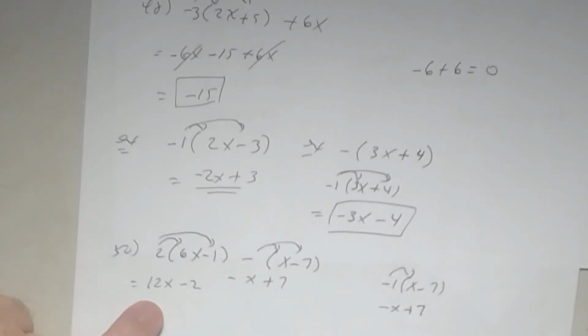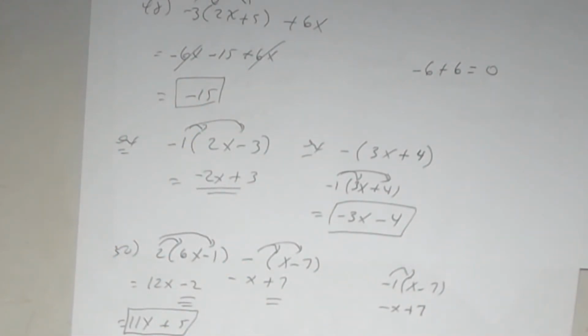So 12x and a negative x. So 12 plus a negative 1 is 11, right? So you get 11x, yes. And then a negative 2 and a positive 7 is a what? Positive 5. So 11x plus 5? Okay. Yeah. All right. So we're going to do a few more of these next class period.